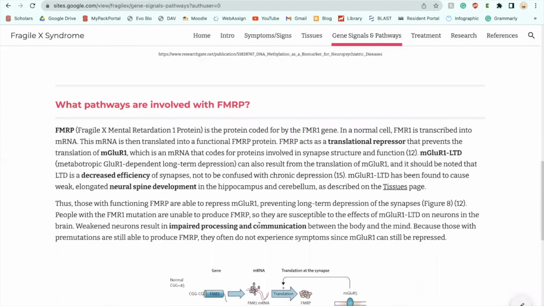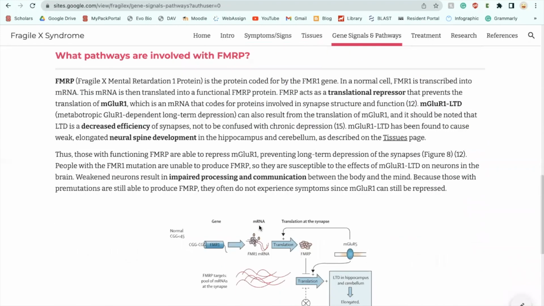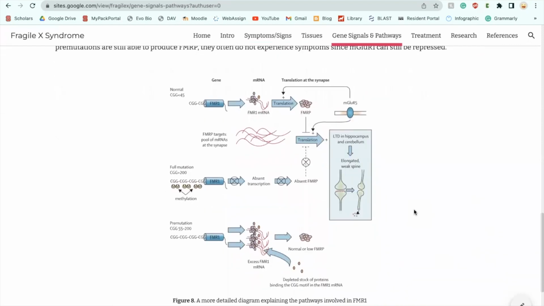And then in this section, I went into more detail about the actual pathways that are involved with the protein itself. And this diagram also does a really good job of showing the difference between a normal, a fully mutated, and a pre-mutated FMR1 gene, and the ways in which the protein impacts the development of the neurons.